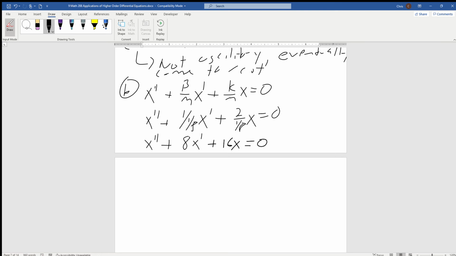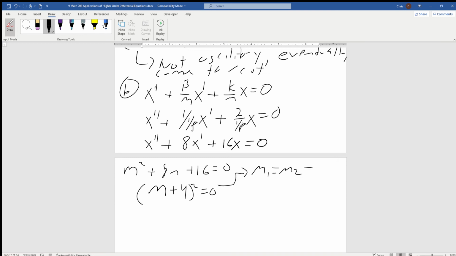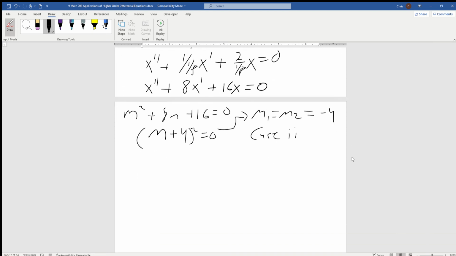We can translate this into a characteristic equation, m squared plus 8m plus 16 equals 0, and this factors as a perfect square trinomial, (m plus 4) squared equals 0, and what we end up with is m1 equals m2 equals -4. Now we have a case 2 type of homogeneous differential equation. So let's get to our basic solution. Our y_c is x of t equals c1 e to the minus 4t plus c2 t e to the minus 4t. Remember for case 2, you throw in a factor of t for however many repeated roots we have.